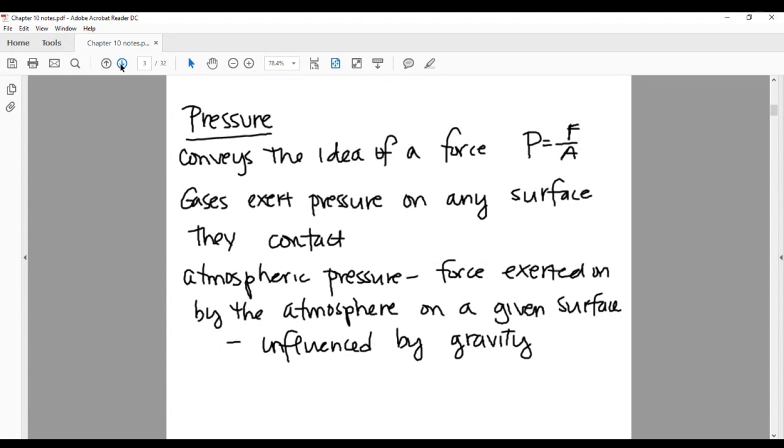Pressure is one of the main ideas or main concepts that we study with gases. And you'll see when we get to the gas laws here in a little bit that pressure is going to play a key role. So pressure conveys the idea of a force. And we can see our equation here. Pressure is equal to force divided by area.